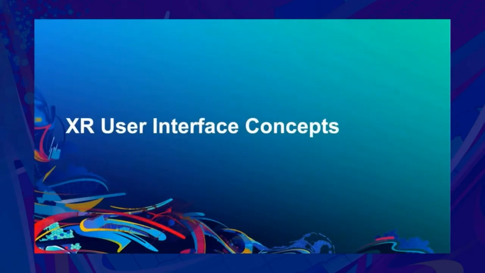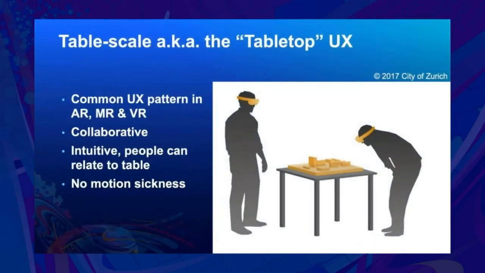So let's move on now to XR user interface concepts. The first one I'd like to talk about today is the tabletop or table scale UX concept. This one's pretty common within the XR space. In general, tabletop or table scale represents a virtual model of a real-world object. So this could be a landscape or a structure or some sort of scene, and this virtual representation would then fit on a tabletop. And the main benefit of a tabletop UX concept is that it's relatable. In the real world, we could easily also find ourselves looking at something on a physical table.